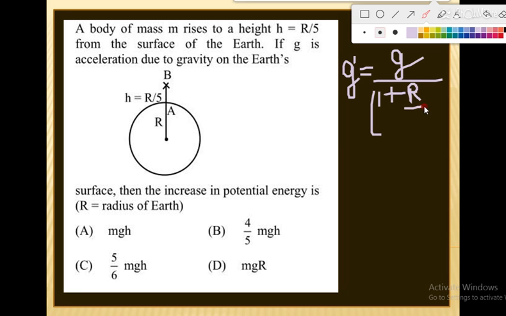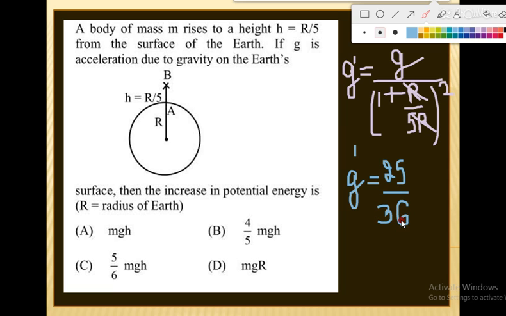The value of h is given as R by 5, its whole square. Here R will also come along with R by 5, so R and R will cancel out. So 5 plus 1 is 6. So g dash will be equal to 25 by 36 times g.